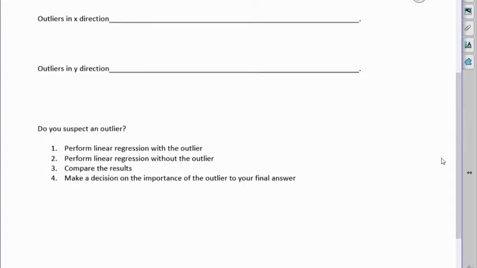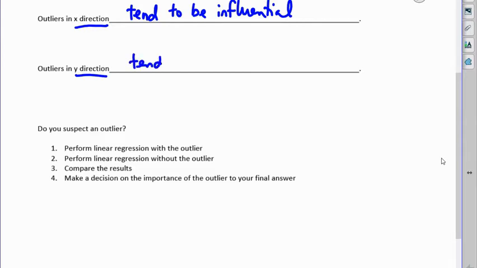And outliers in the x direction tend to be influential. Okay, so those x direction outliers, pretty dangerous. And outliers in the y direction tend to not be influential.